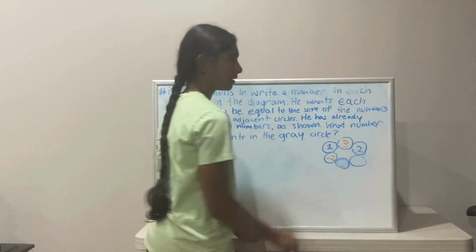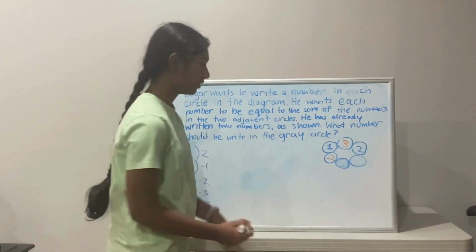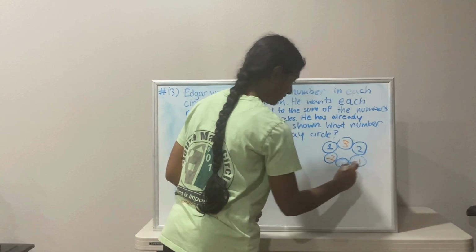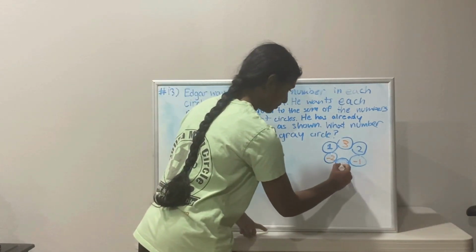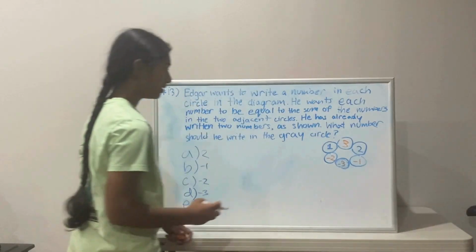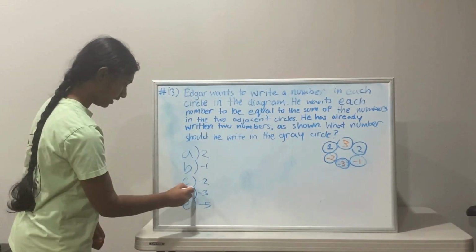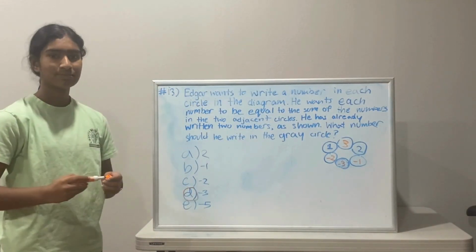And 2 is the sum of 3 and negative 1. So this circle would be negative 3, because negative 2 minus 1. So our answer is D.